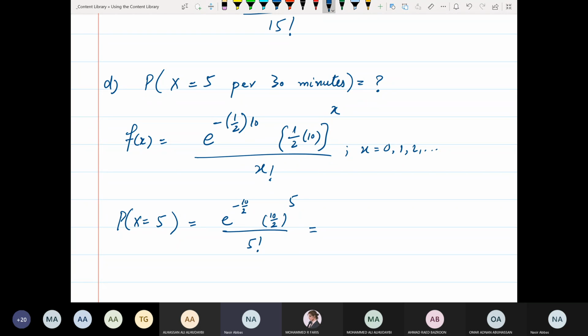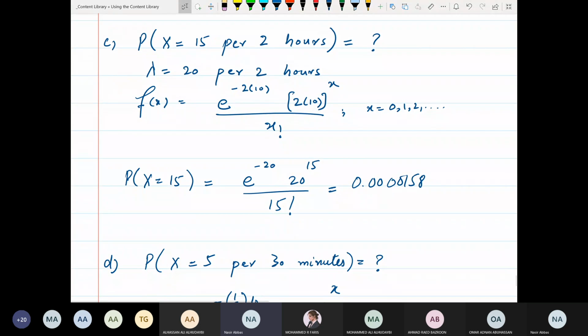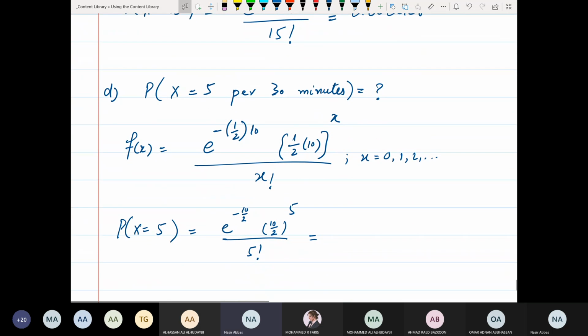So to convert lambda into the right unit, you may scale up the lambda or scale down the lambda. In part C, I scaled up the lambda. I multiplied it by 2 because the question was asking per 2 hours. In part D, I scaled down the lambda. The question was asking for per 30 minutes.